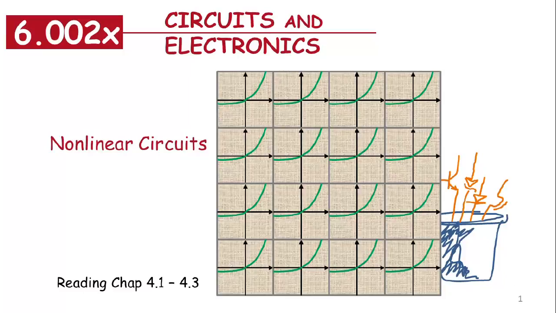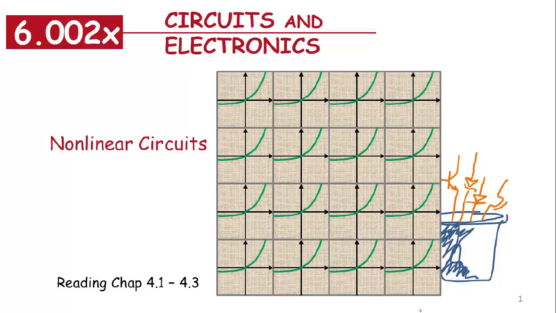In this next sequence, we will cover nonlinear circuits. The reading is chapter 4.1 through 4.3 in the textbook. Nonlinear circuits contain one or more nonlinear elements, and these elements are different from the linear elements that you've seen so far. A nonlinear element is one whose VI relation is nonlinear.